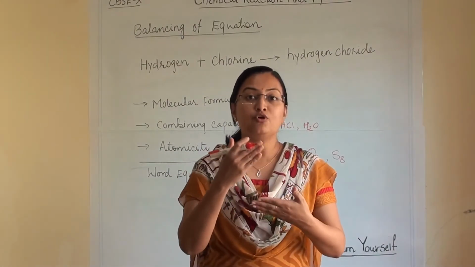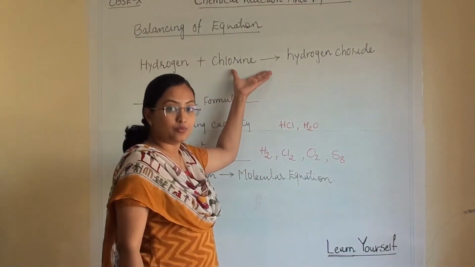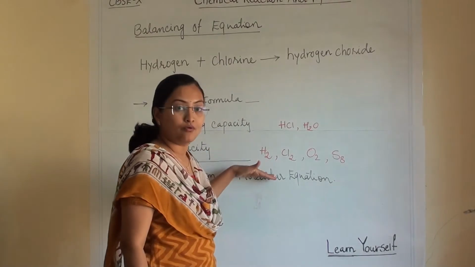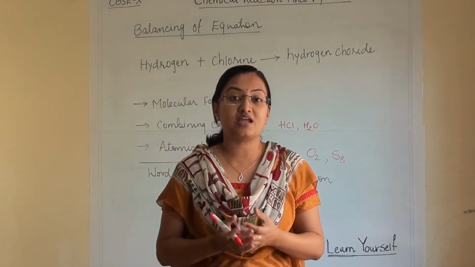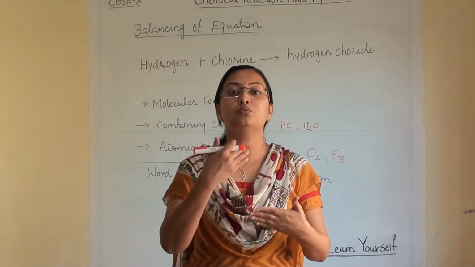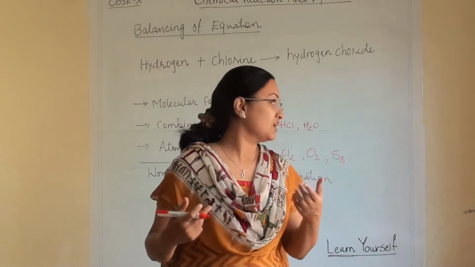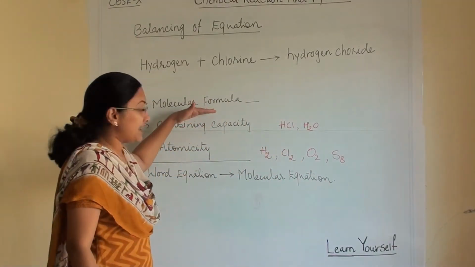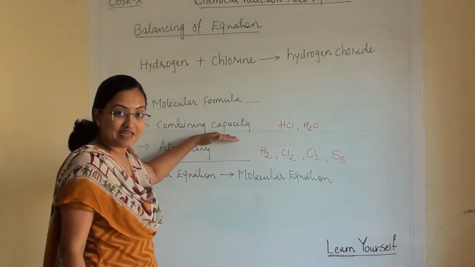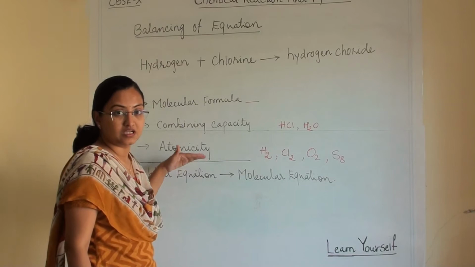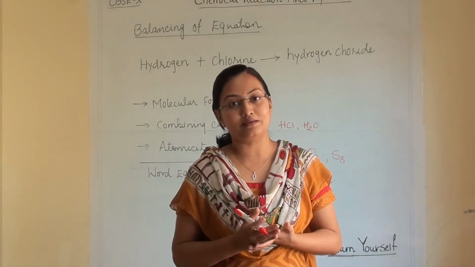So before writing a molecular equation from the word equation, you should have all this knowledge of how to write a molecular equation from the word equation. Then the next step is balancing of the equation. I have made a separate video to explain combining capacity and atomicity. Please check that video if you have any doubt regarding it.